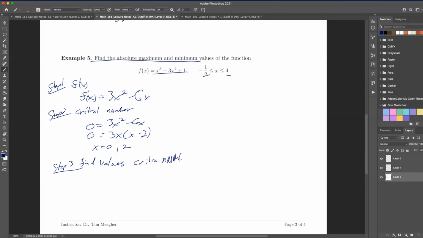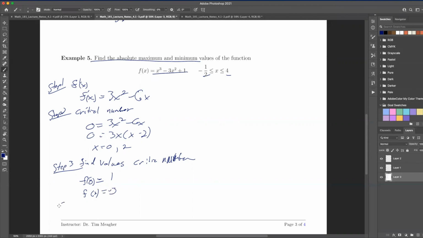And what do I mean by that? It means just plug it in. So we plug in f of 0. When we plug in f of 0, what do we get? We get 0 minus 0 plus 1, so this is 1. We'll plug in f of 2, and I get 2 cubed, which is 8, minus 3 times 4, so 12, so it'll be minus 4 plus 1, so it'll be minus 3.